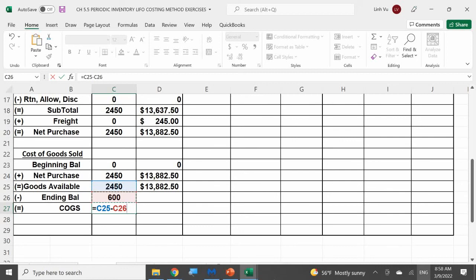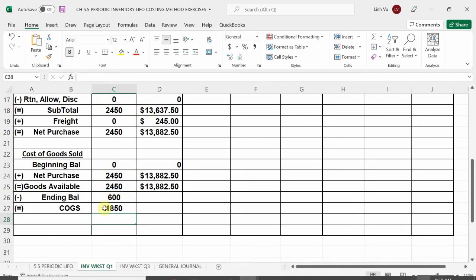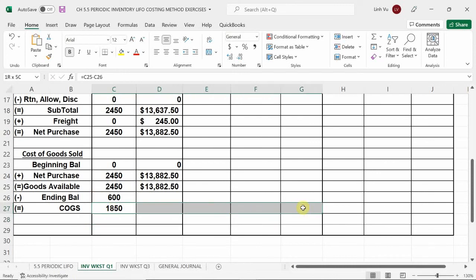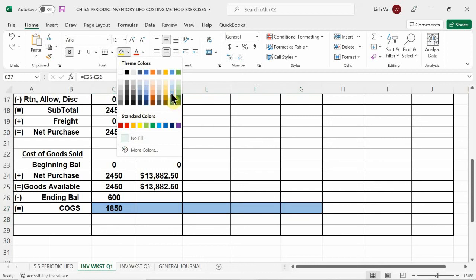Goods available, subtracting your ending balance. Good. So in this case, how many items did I sell? Since I'm looking at quantity right now. 1,850. So I need to figure out what my cost of goods sold is, okay?